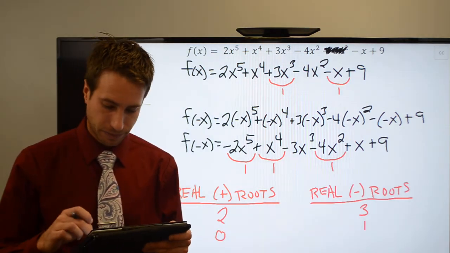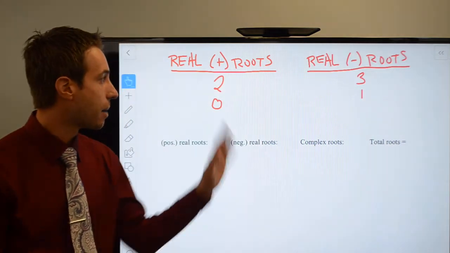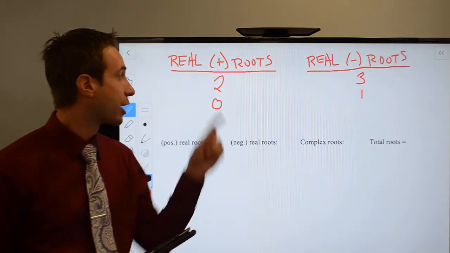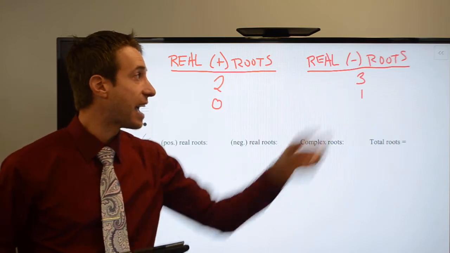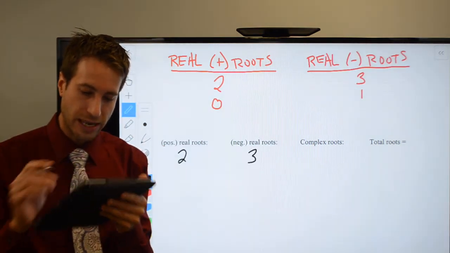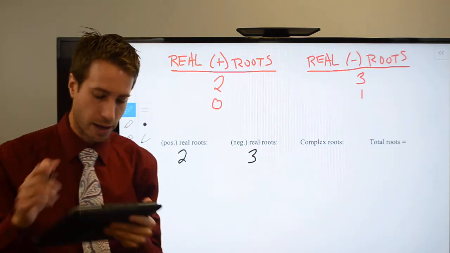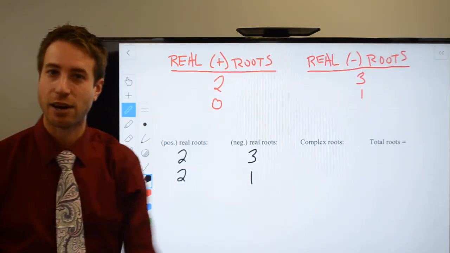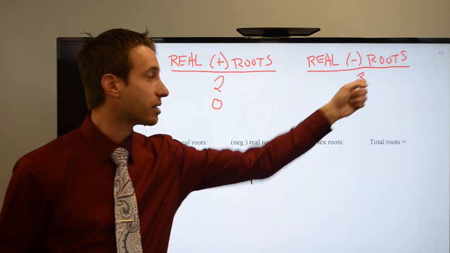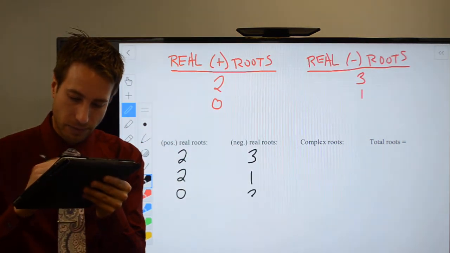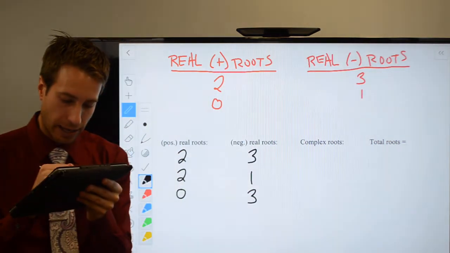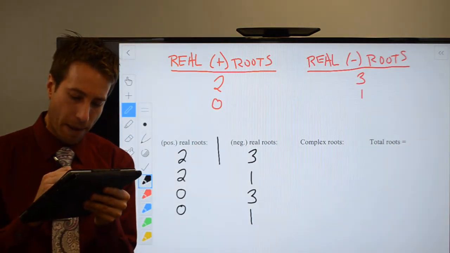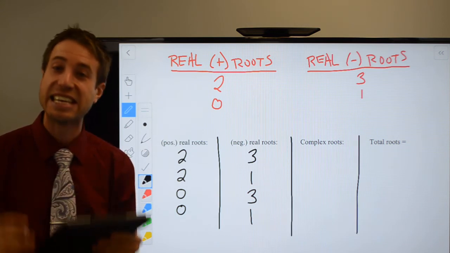So now that I've got my tables, we are going to set up all of our possible combinations right here. Again, systematically work your way through this. I could have 2 positive and 3 negative. I could have 2 positive and 1 negative. And that's it for 2, right? 2 and 3, 2 and 1. That takes care of all those. So now I go to 0. I could have 0 positive and 3 negative. And then I could have 0 positive and 1 negative. And that takes care of all of those possibilities, right? That's all I've got. So those are all my possible combinations for positive and negative real roots.